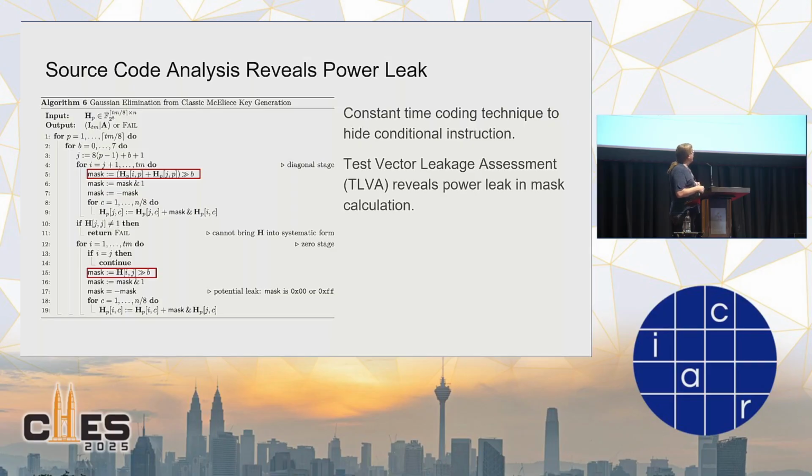So we did a test vector leakage assessment by taking 1,000 random keys and 1,000 fixed keys, and then we take the average and subtract it, and then we get the interesting points that maybe leak, right? So we did a differential power analysis.